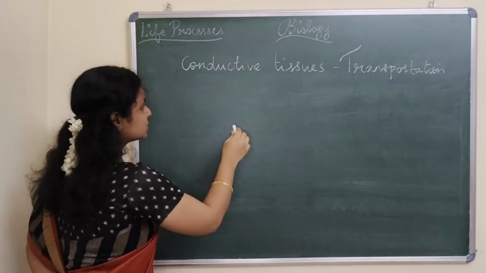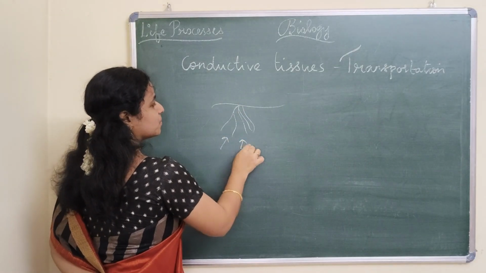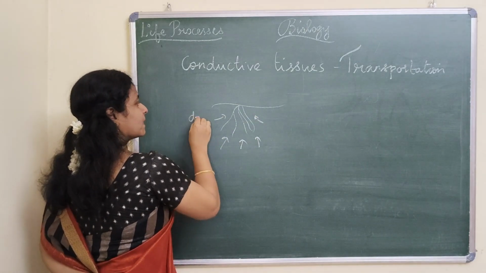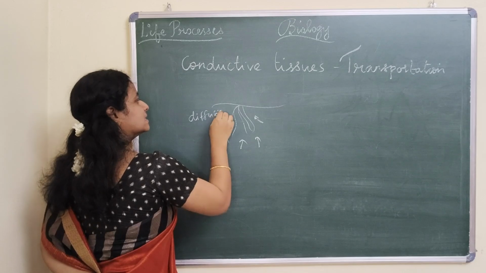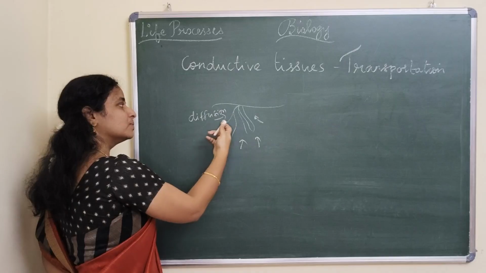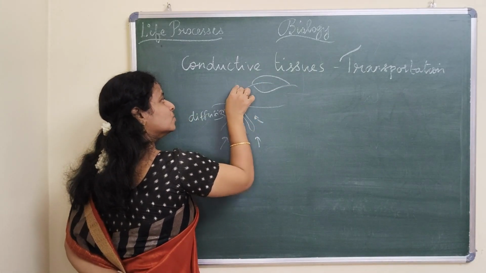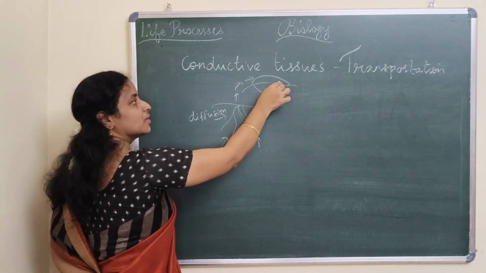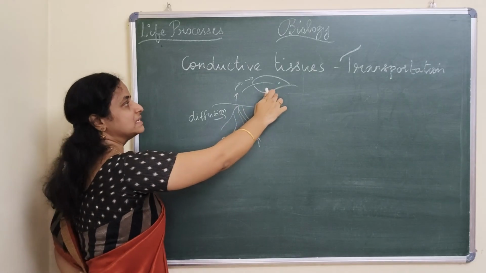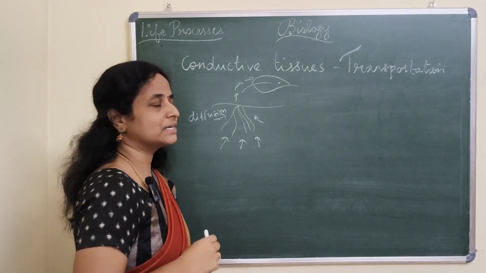Just imagine you pour water to the plants. What will happen? The plant can easily take up the water via diffusion. This is easy because the nutrient is in contact with the surface, so the root can easily take up. But it has to move via all these parts in order to reach a leaf. So diffusion is not possible in this case. So it requires a specialized tissue called the conductive tissues.